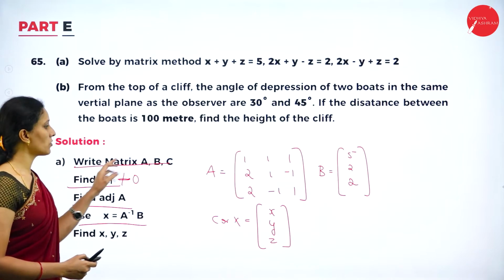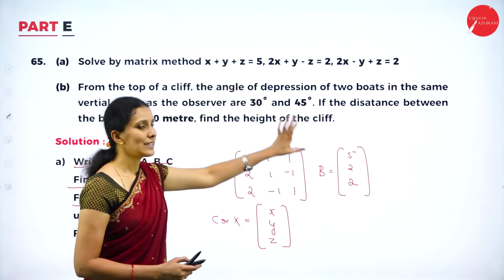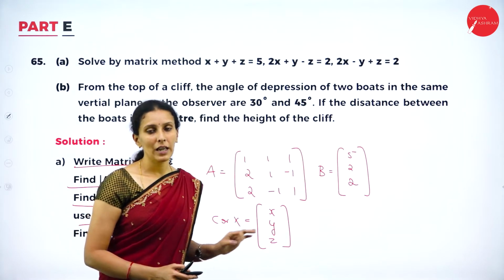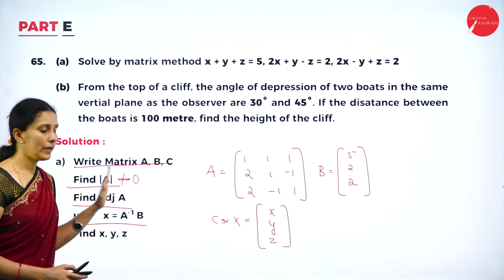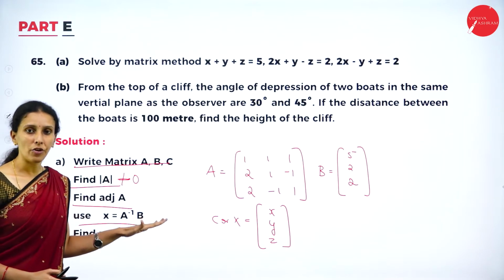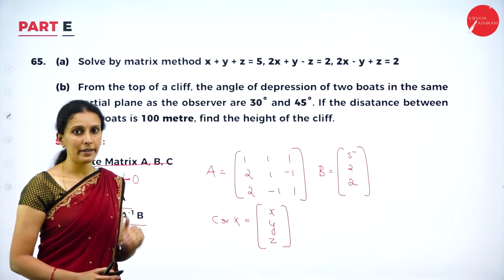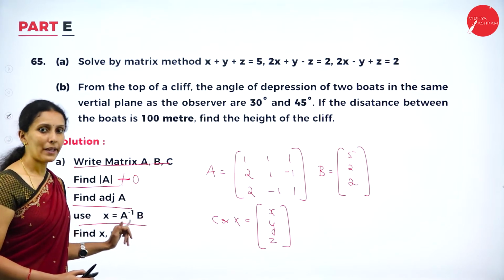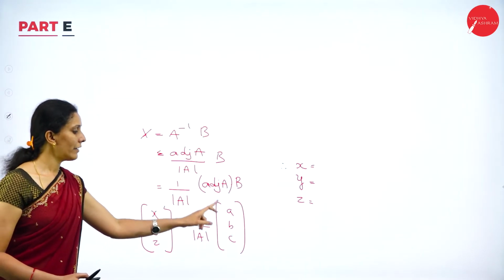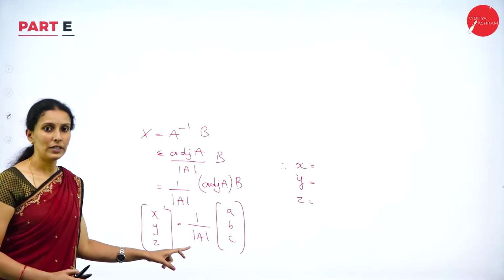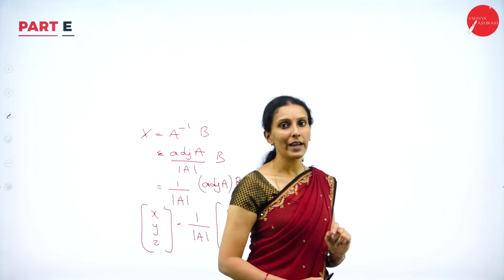So first you are supposed to write the coefficients of x, y, z as matrix A, constants as matrix B, and the variables in the matrix X. Then you have to find out determinant A. Then you have to find out adjoint A to find the A inverse, because A inverse is adjoint A over determinant A. So then after the multiplication of adjoint A and B, you will get a column matrix. By dividing the column matrix with the value of the determinant, you can find the individual values for X, Y and Z respectively.